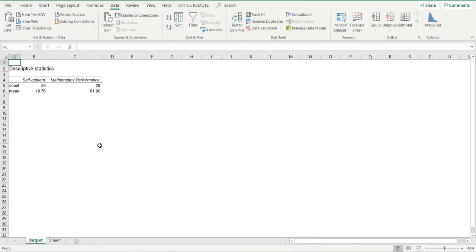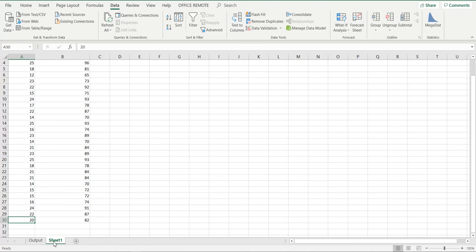Okay, now we already addressed the first two research objectives. The level of self-esteem of grade 10 students is high, and the mathematics performance of the respondents, which are grade 10 students, is satisfactory. Now, let us proceed to the third research objective. Let's go back to our data.